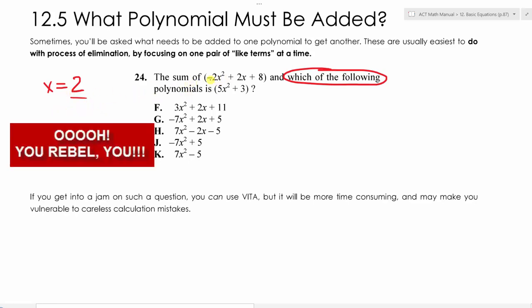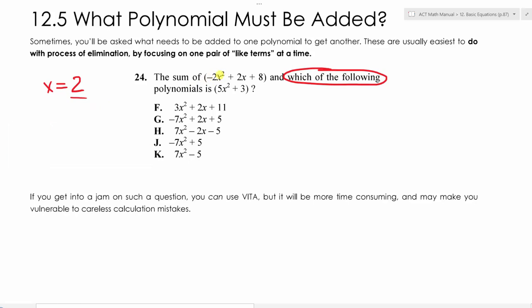So this is the sum of -2x squared, which is -2 times, when x is 2, that's going to be 4. So that's -8, and then plus 4, 2 times 2, plus another 8. So that's just 4. So the sum of 4 and which of these is going to be, this is 5 times 2 squared, so that's 20, plus 3, this would be 23. So the sum of 4 and what would be 23? Well, I'll just do 23 minus 4. So I am looking for an answer choice that equals 19. That's what I am looking for, an answer that equals 19.